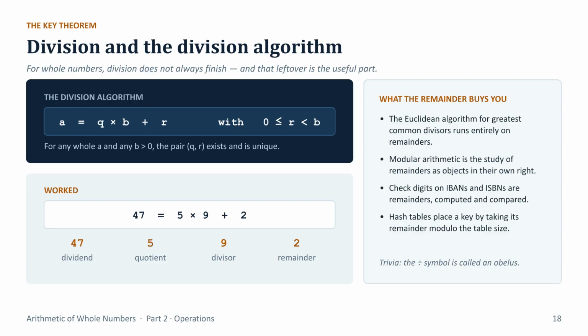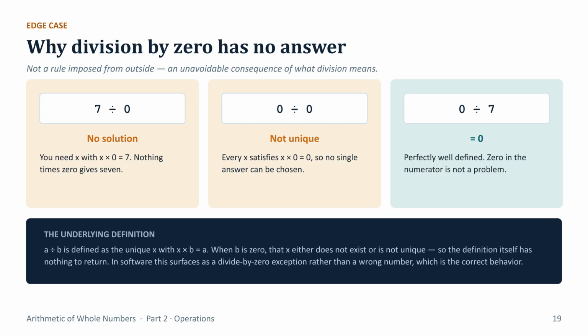Next, we explore the division algorithm. Despite the name, it is a key theorem stating that for any dividend and positive divisor, there is exactly one quotient and remainder. This leftover remainder is actually the most useful part, serving as the basis for modular arithmetic and error checking. Why is division by 0 undefined? It's not an arbitrary rule. It's a logical necessity. If you divide a non-zero number by 0, no solution exists. If you divide 0 by 0, there is no unique solution. Because the definition of division requires a unique result, 0 simply doesn't fit.